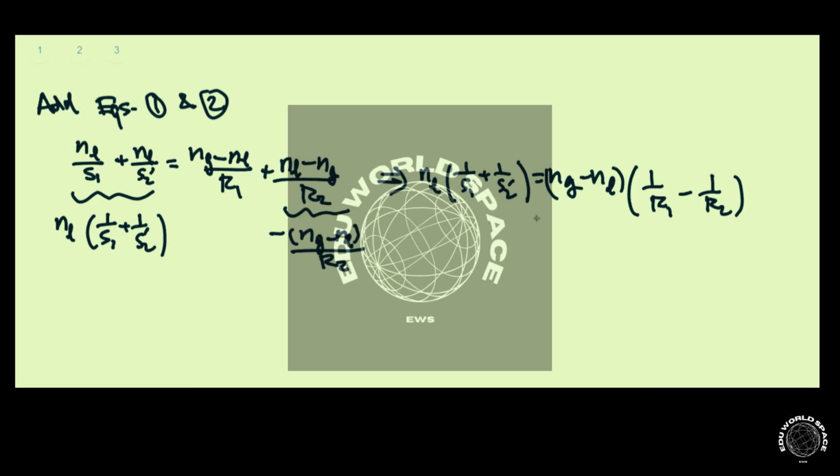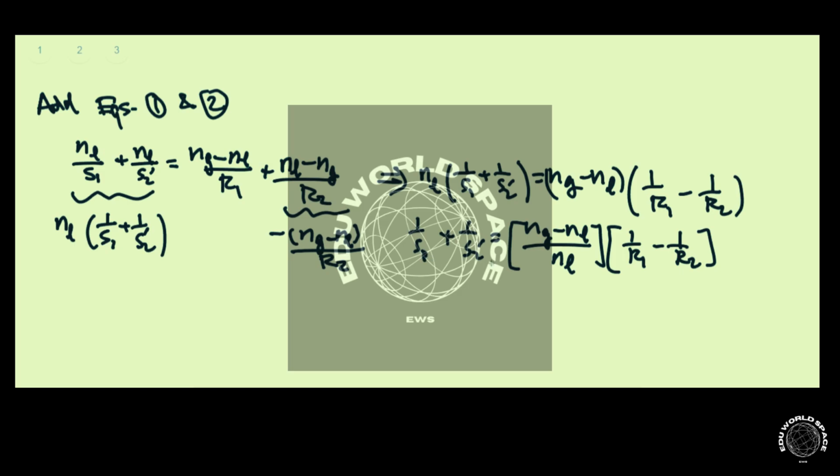And if I divide both sides by NL, then I have 1 over S1 plus 1 over S2 prime is equal to NG minus NL over NL, and all of that stuff times 1 over R1 minus 1 over R2.